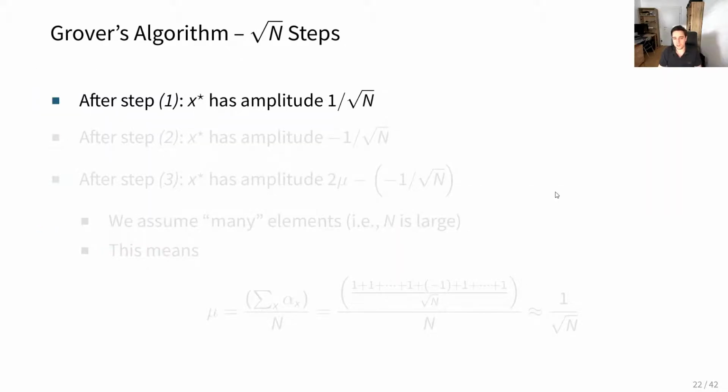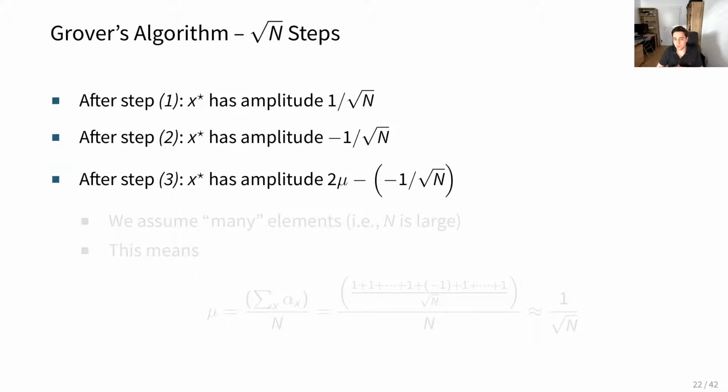So let us have a more detailed look. After the first step, we know that our wanted element has an amplitude of 1 over square root n. So this is all uniform, the same amplitude as for every other element. And after the second step, we do this inversion. So the amplitude gets minus the same, so minus 1 over square root n. And finally, after the third step, we have 2 times the mean, and then minus minus 1 over square root n, so plus 1 over square root of n.